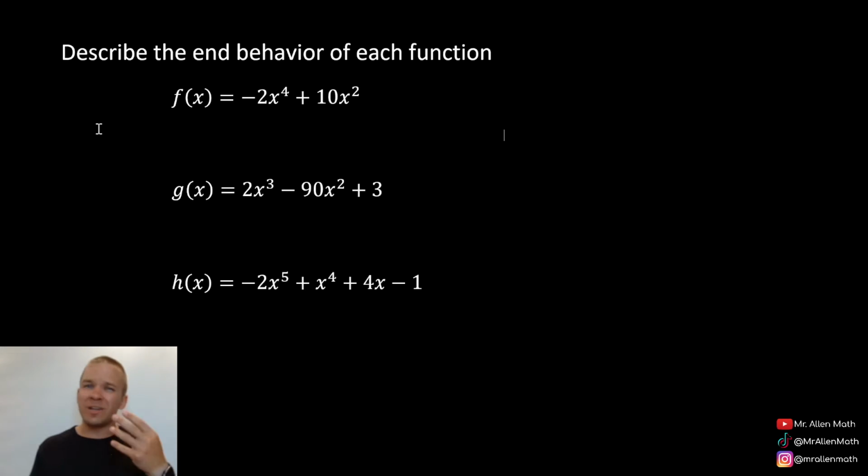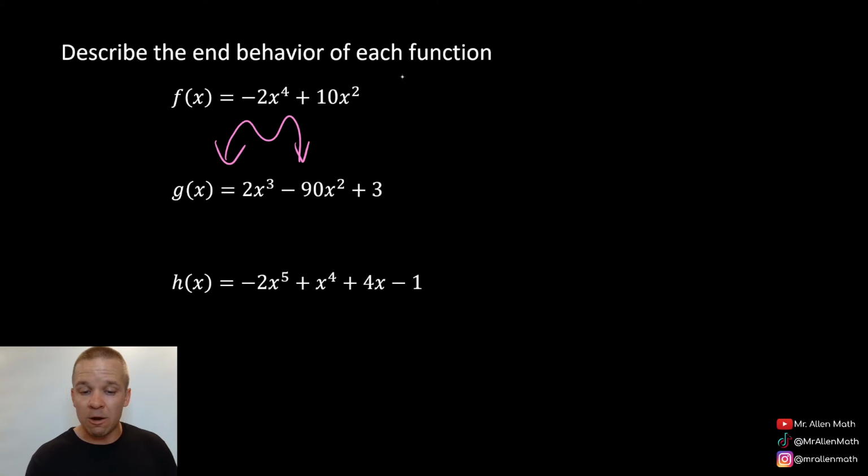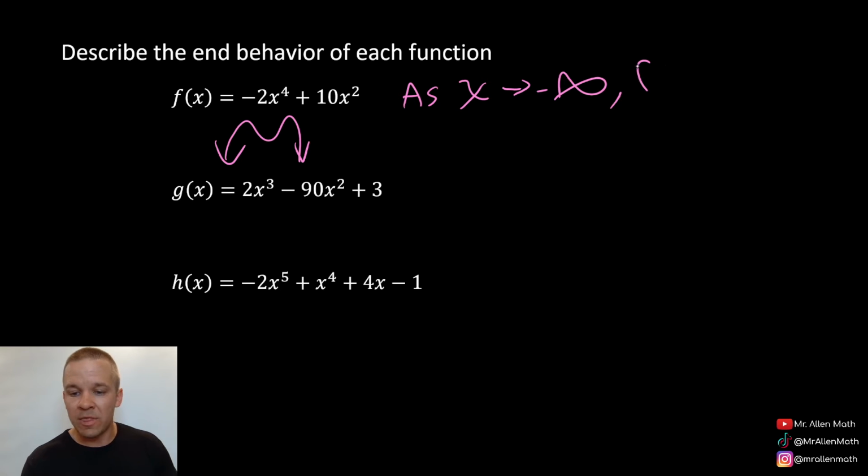So for f of x, we want to describe the end behavior. Well, it helps to know the general shape of this graph. Our quartic functions are W's or M's. This one's negative, so it's going to be an M shape. So that would mean as x approaches negative infinity, what's it doing on the left side of the graph? We're going to negative infinity as well. f of x approaches negative infinity.